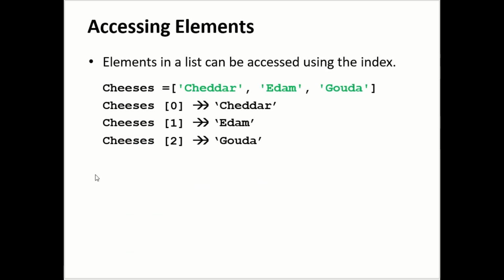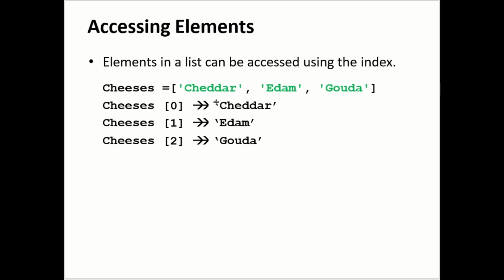Accessing elements in a list. Elements, that is one or more, but in this slide we're looking at only one, can be accessed using their index location. So in this case, we have a variable called cheeses. It's being assigned a 3-element list with the strings cheddar, edam, and gouda.